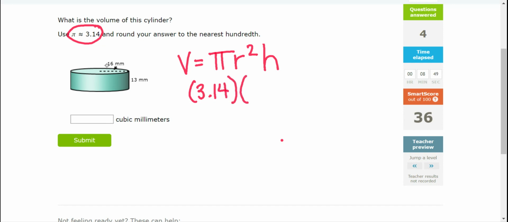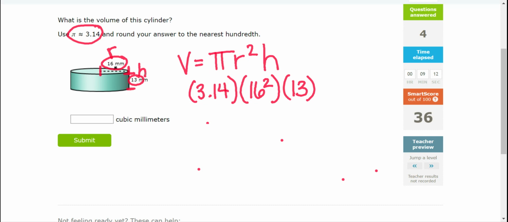r squared. It gives me my radius right here. It goes from edge to center, which they're saying is 16. So that'll be 16 squared. And then our height is from the bottom to the top. So that's going to be from here to here, and that's going to be 13. Okay, so this 16 was my r, this 13 was my h, and then I just plugged it in.